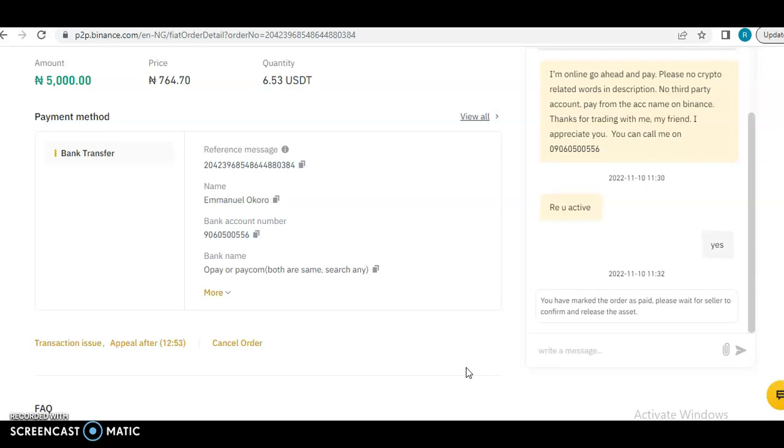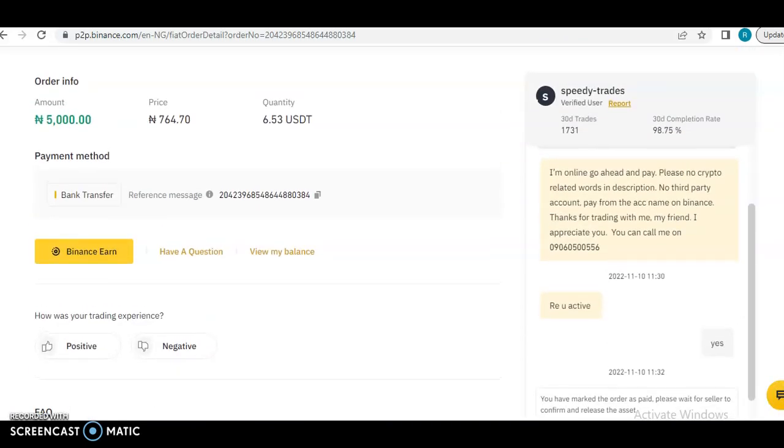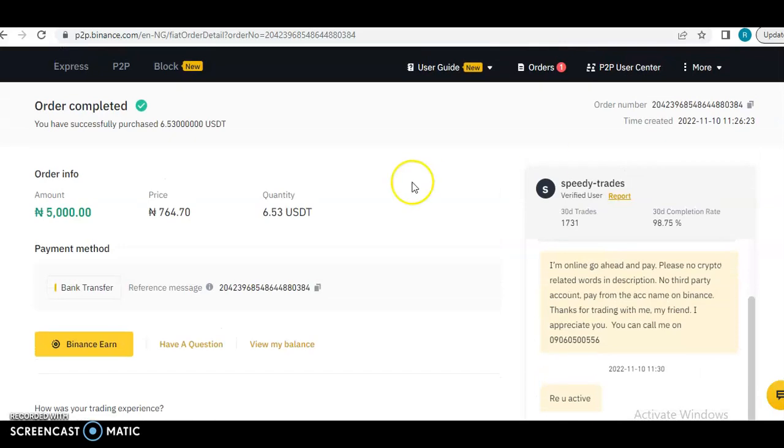As soon as he receives the payment, he will come here and release the money, and I will show you guys. So just hold on guys. All these things happen within 30 seconds to 3 minutes, and we are good to go. So guys, it only took about 10 seconds and this guy confirmed the transaction, and as you can see, you have successfully purchased 6.353 USDT.